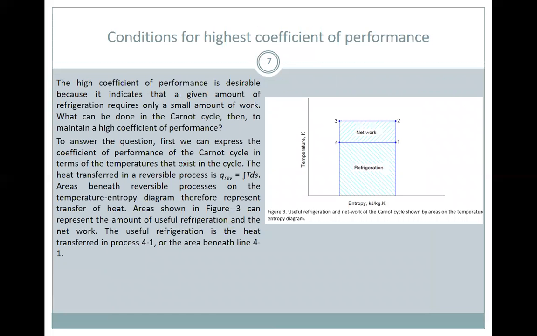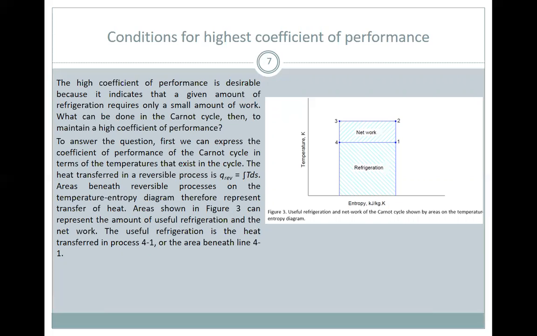Now, conditions for highest coefficient of performance. The high coefficient of performance is desirable because it indicates that a given amount of refrigeration requires only a small amount of work. What can be done in the Carnot cycle then to maintain a high coefficient of performance? To answer the question, first we can express the coefficient of performance of the cycle in terms of the temperature that exists in the cycle.